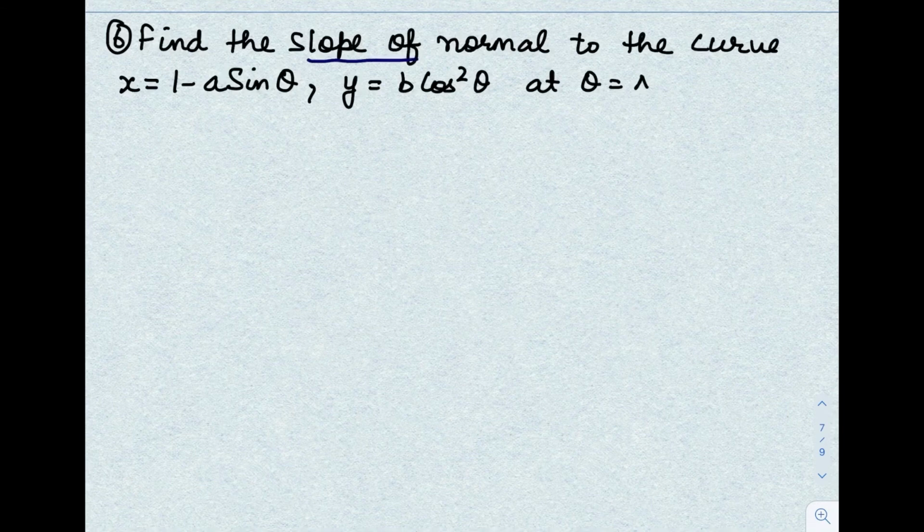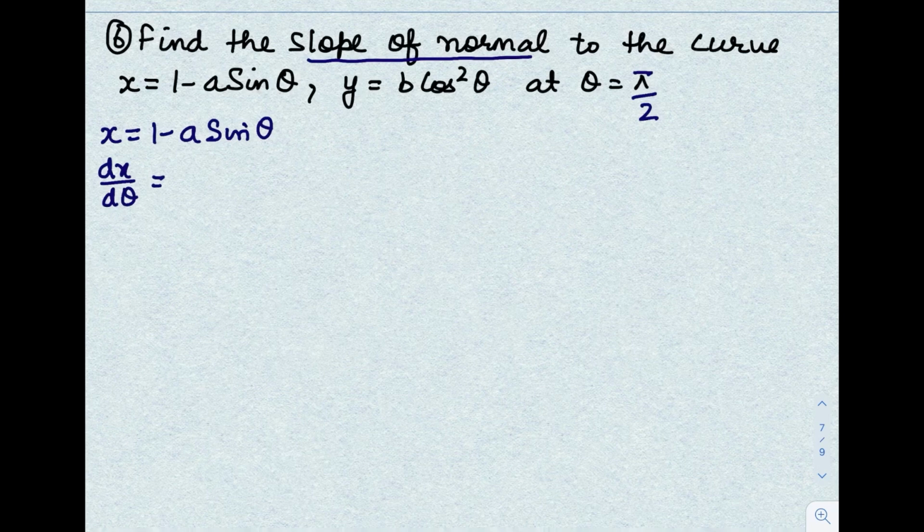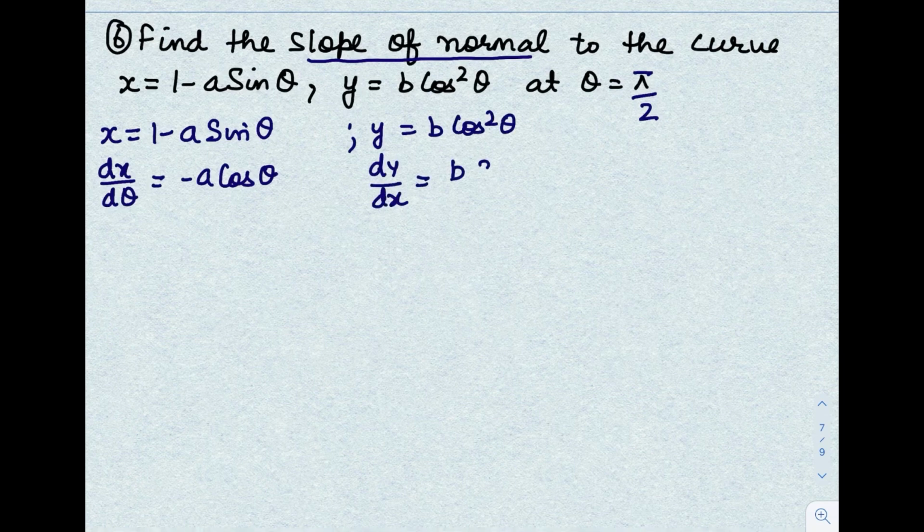Find the slope of normal. Again we need to calculate the slope of normal to the curve x is given, y is given, at theta is equal to pi by 2. See, again x is given as a into 1 minus sin theta. We will calculate dx by d theta. The differentiation of 1 is 0, and minus a sin theta differentiates to minus a cos theta. Next y is given as b cos square theta. Differentiating it, dy by d theta is equal to b as it is, 2 into cos theta, and cos again differentiated gives us minus of sin theta.